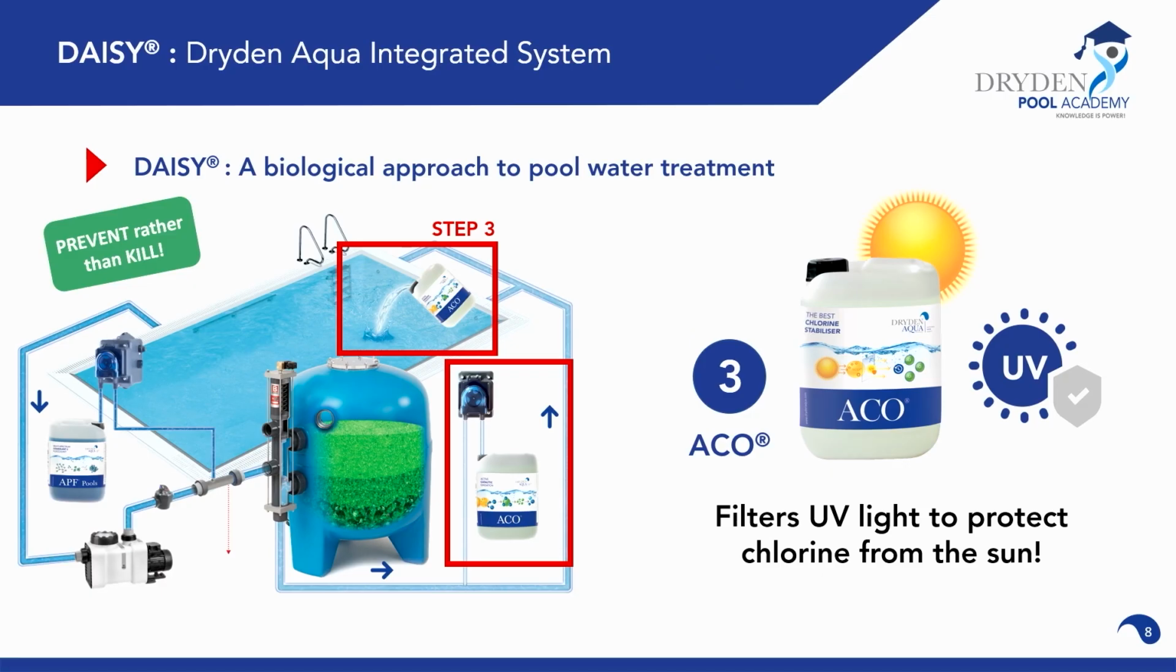And the last and third step is the subject of today. So ACO, how does it work? It is used to protect the free chlorine from UV rays. We'll talk about it a little bit further on in the slides. So the DAISY results: we want to achieve the best possible filtration. Here with DAISY, we go down to 0.1 micron, and everything you can filter out and evacuate during the backwash process, you don't need to oxidize. So we are able with DAISY to reduce this oxidation demand by up to 80%.